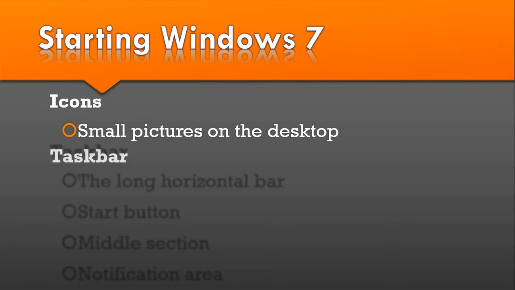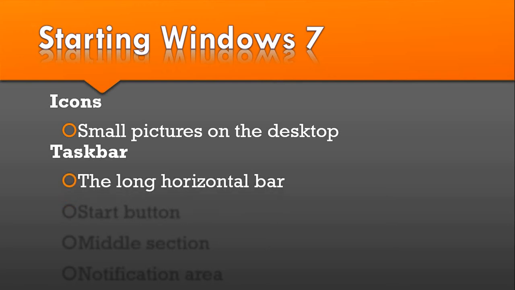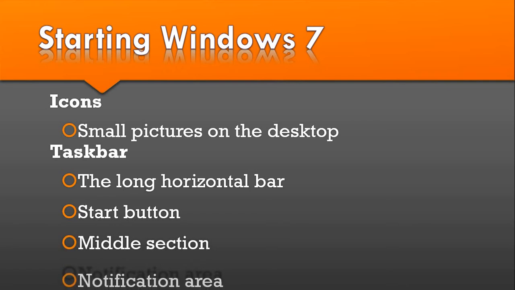Next is taskbar. It is the long horizontal bar at the bottom of the screen. It is divided into 3 sections. They are Start button, Middle section and Notification area. The Start button appears at the leftmost corner of the taskbar. When you click on this button, it shows all the programs that are present on your computer.